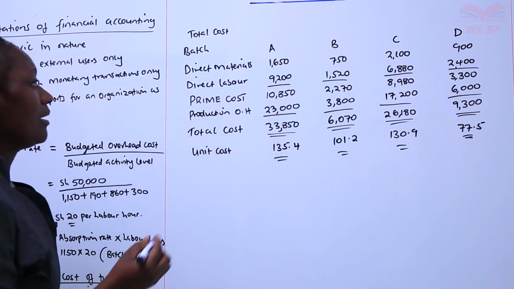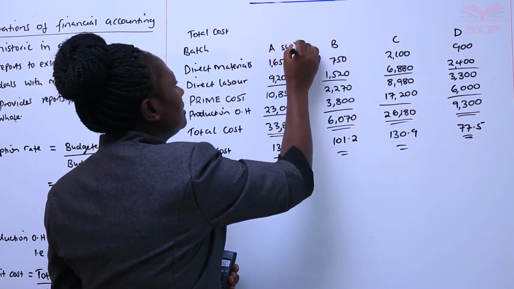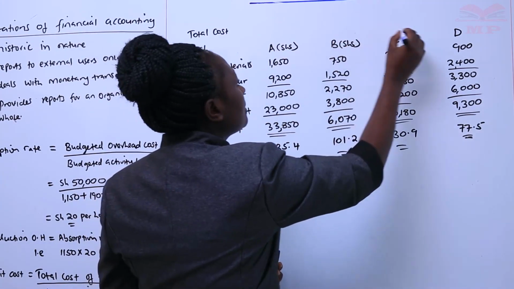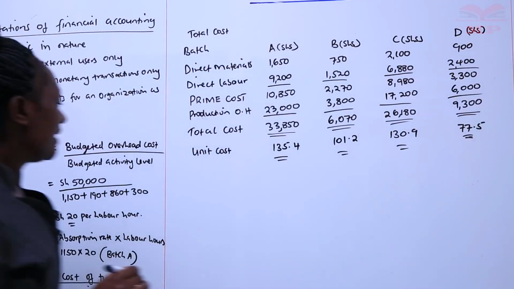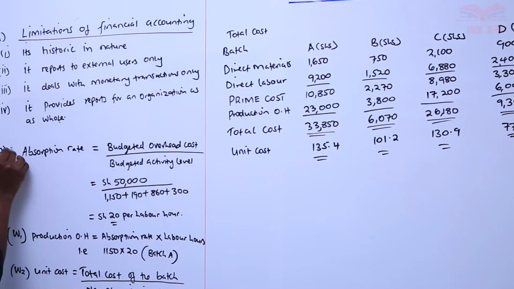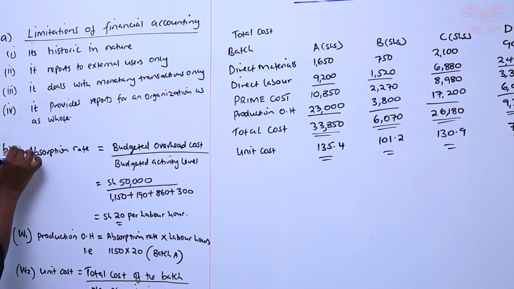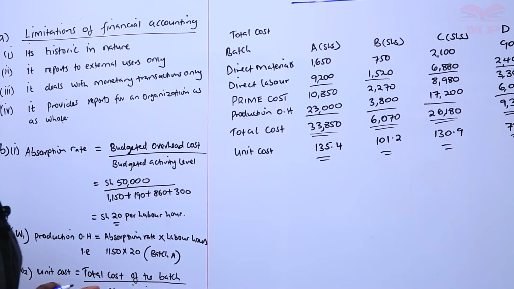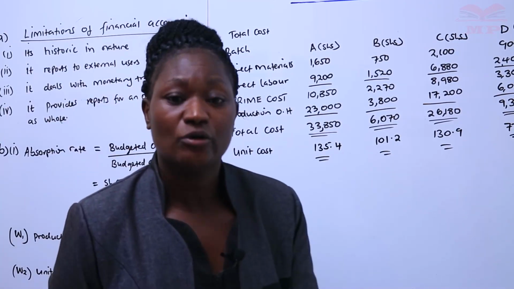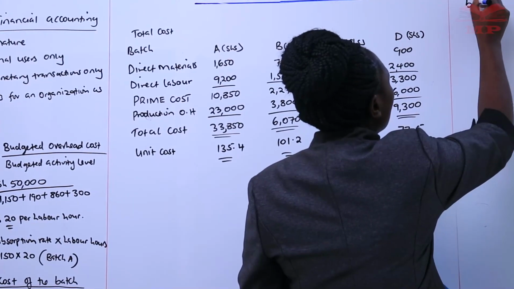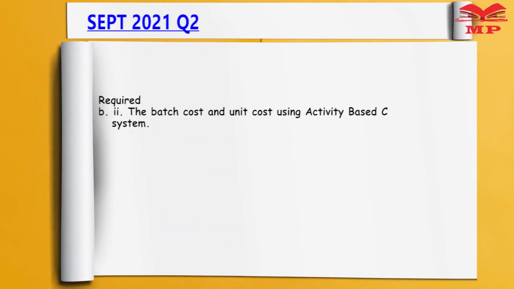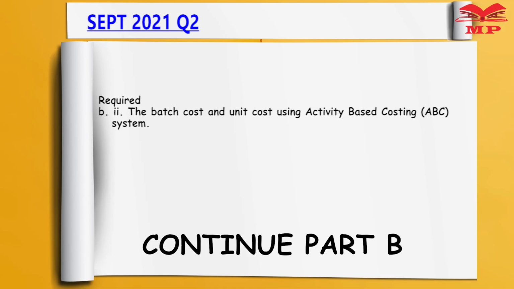And the amounts are in shillings. And we've been answering question number 2, part B, Roman 1 of it. From here, we proceed on to question number 2, part B, Roman 2. Roman 2 is the batch cost and unit cost using activity-based costing. That is ABC system.